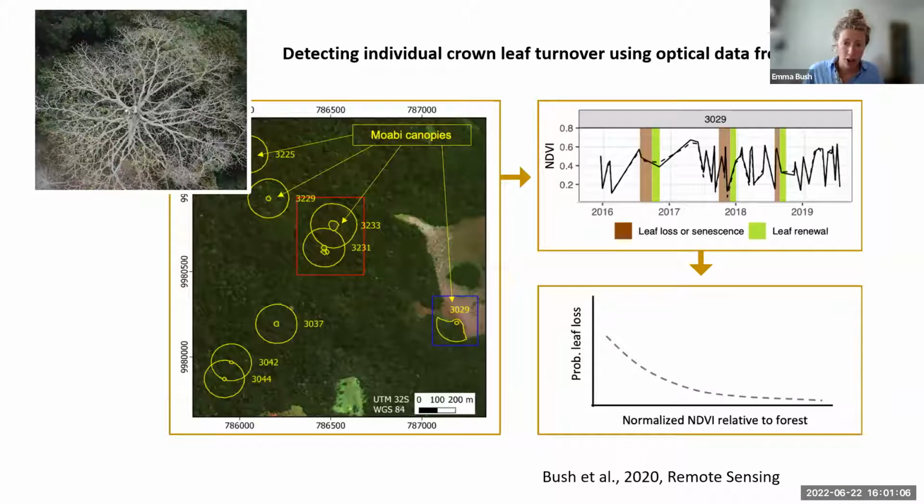And we've also had a go at using Sentinel-1 data to observe these very large canopies. It's not perfect. We have a lot of cloud cover in Lope, which really makes remote sensing very difficult, but we did have some progress with these very large canopies such as Moabi.